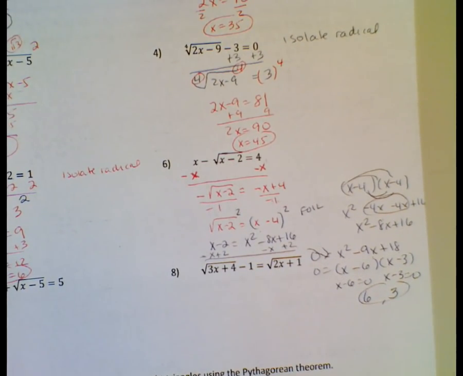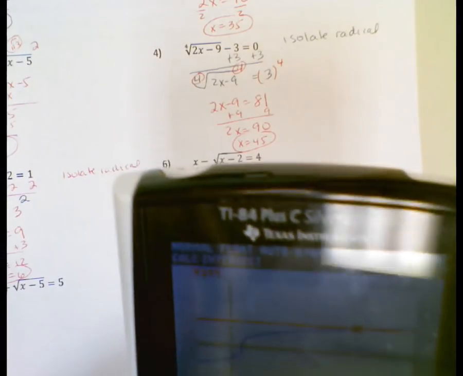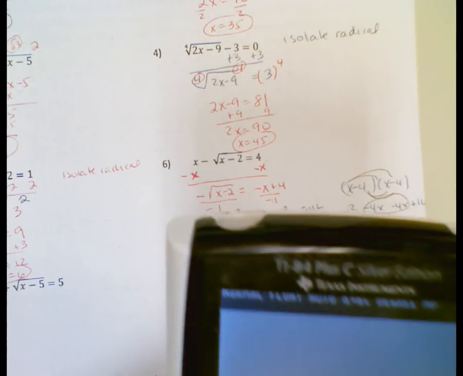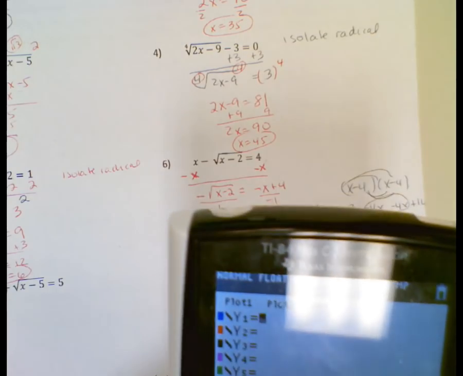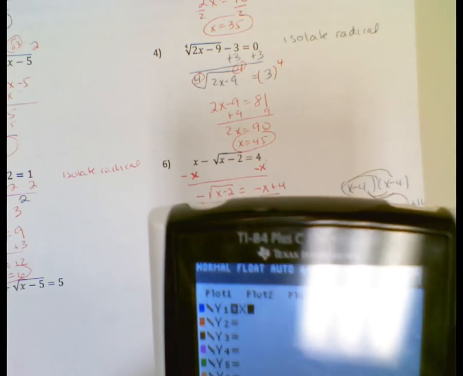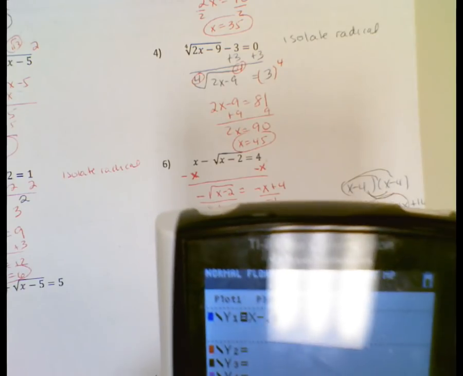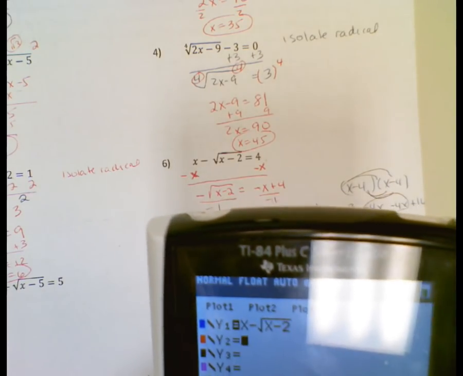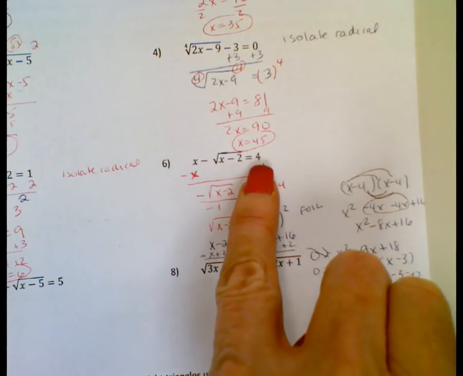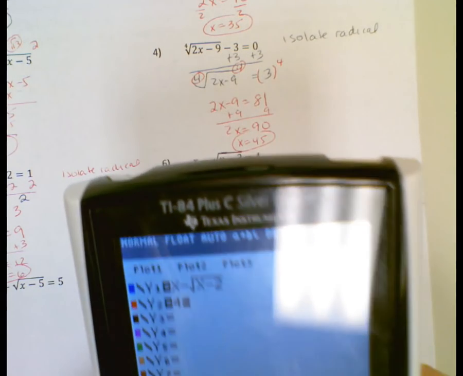So I'm just going to check the calculator to see what this looks like. There's two ways to check it. You can plug them in, or you can plug these in the calculator. These are good ones to plug into the calculator. So the left side was x minus the square root of x minus 2. It's equal to 4 here, so we're going to put 4 in this y2, and we're going to press graph.